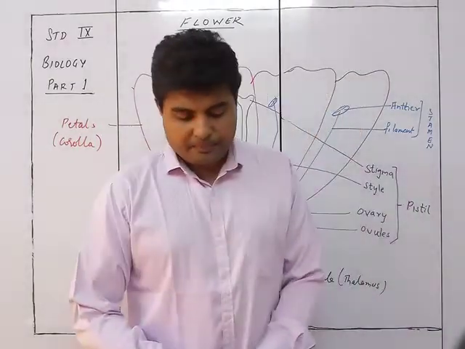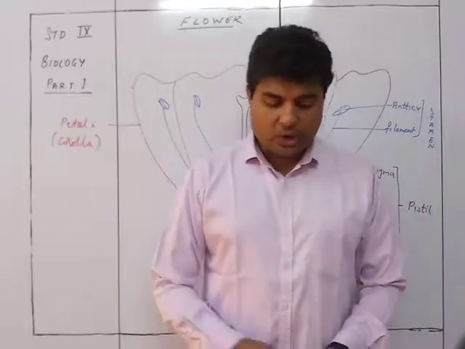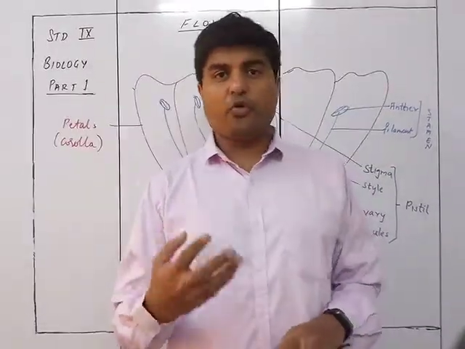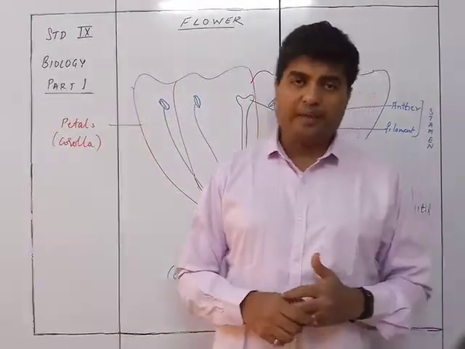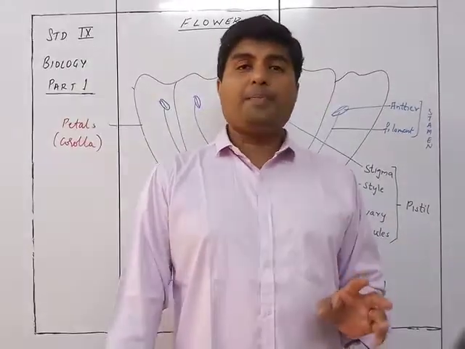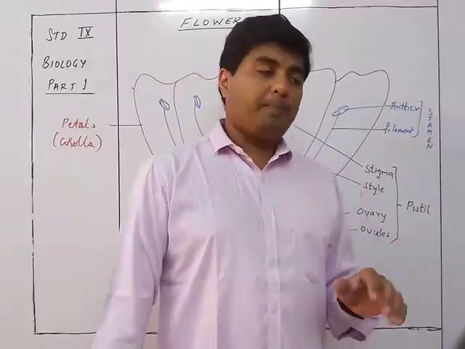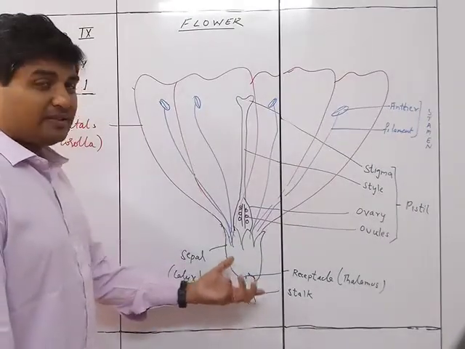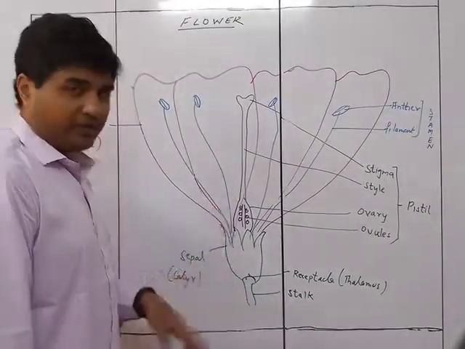The floral parts are borne on the thalamus in 4 whorls. So there are 4 whorls, so 4 main parts. Whorls means 4 main parts. So the four main parts are there on this particular thalamus. The thalamus has got four whorls on top of it.